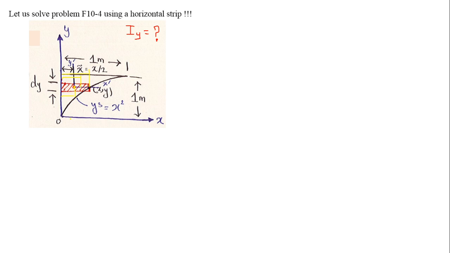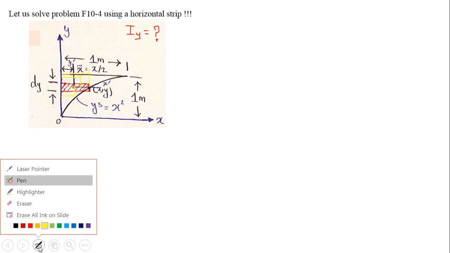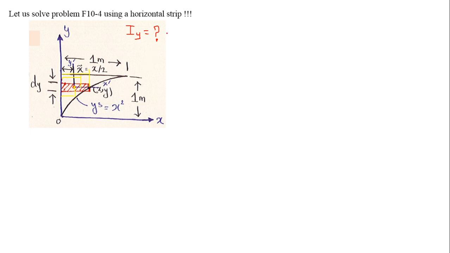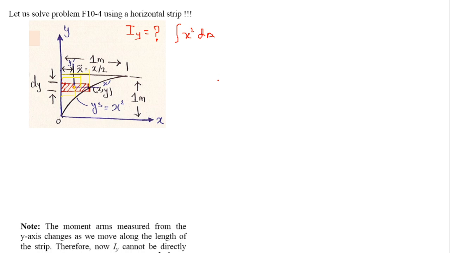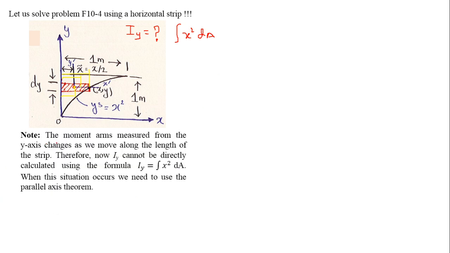Therefore, I know that I cannot use this formulation. I cannot calculate Iy by directly using integral x square dA. I have noticed that the moment arms measured from the y-axis change as we move along the length of the strip. So the moment arms are changing their length. The condition of equal moment arm is no longer satisfied. Therefore, Iy cannot be directly calculated using this formula.